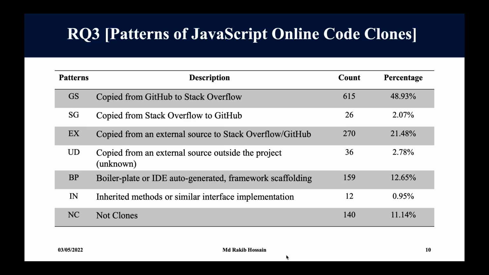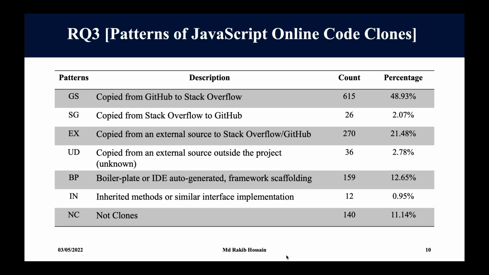And there are some clones that are boilerplate, some clones appear due to inheritance, and some are false positive clones. We can see that most of the clones appear because of copying from GitHub to Stack Overflow. Only a few of them are coming from Stack Overflow to GitHub, and around 20% of them are coming from other external sources.